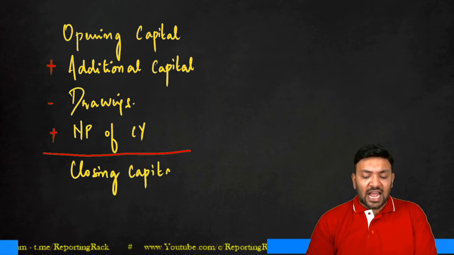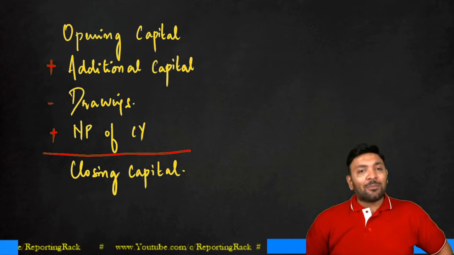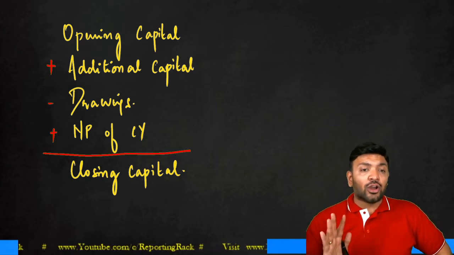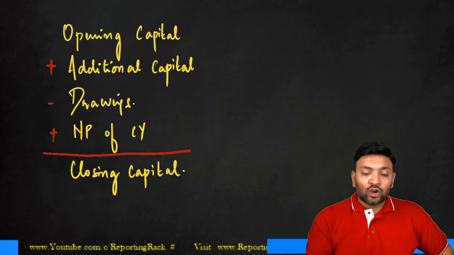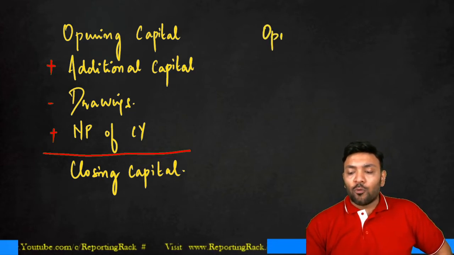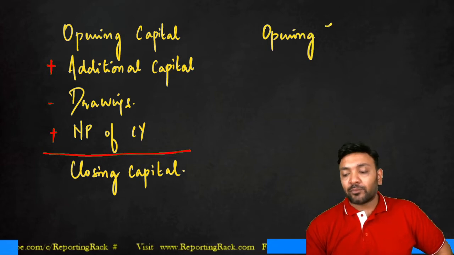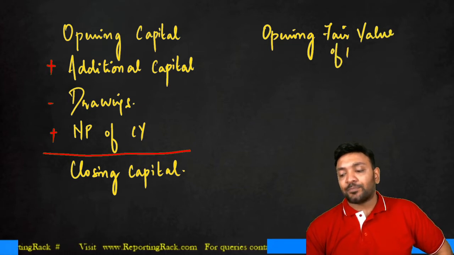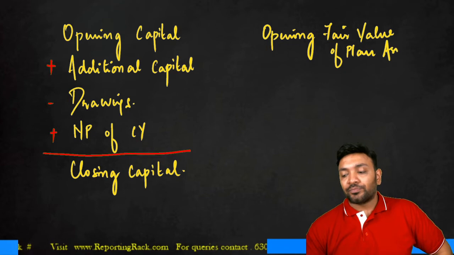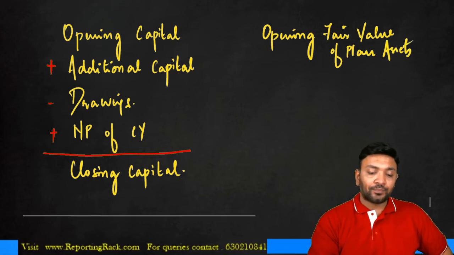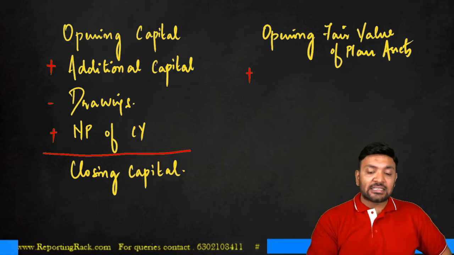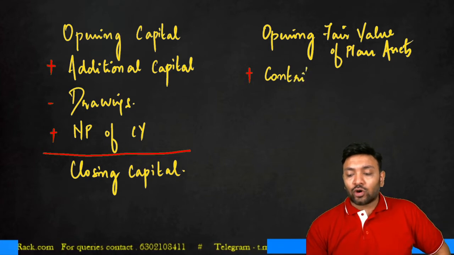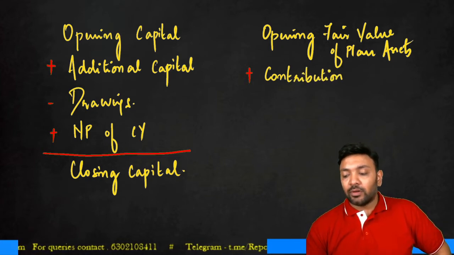Our discussion point was actual return on plan assets. Why did capital come into the picture? I'll tell you. Similar is your cycle even for your fair value of plan assets as well. Go like this. Opening fair value of plan assets, plus additional capital, which is nothing but contributions to the fund, contribution in the current year.